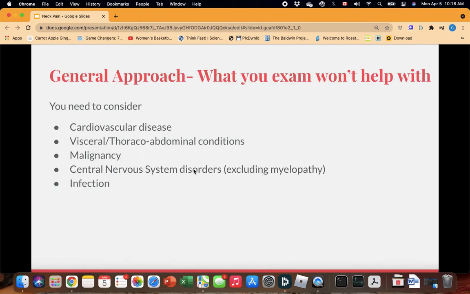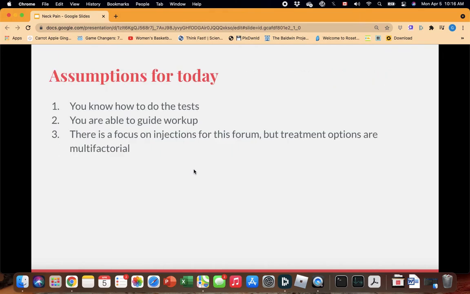We will realize that there are some limitations to the physical examination that I'll present today. We will not be able to diagnose all central nervous system disorders, and there are some conditions such as malignancies, infections, visceral issues, or cardiac disease that will not be interpretable by the exam that we will review today, but are important to consider as part of your differential diagnosis for patients presenting with neck pain and low back pain.